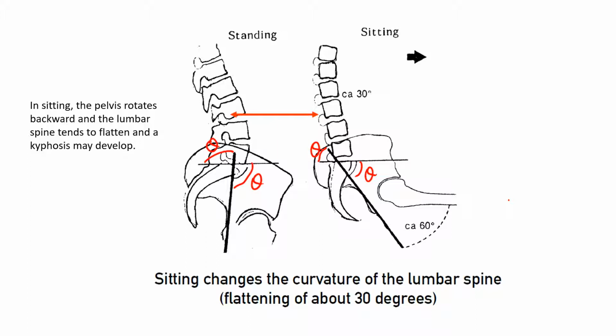actually rotates backward. When we have posterior rotation of the pelvis, we will have changes in the curvature in the lumbar area, and flattening of the lumbar area, or kyphosis of the lumbar area, may develop.